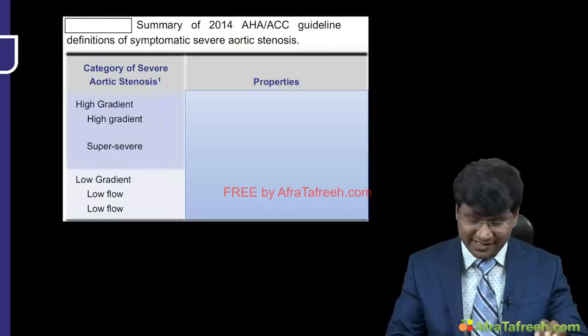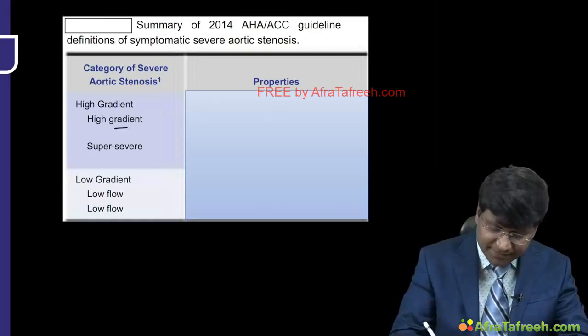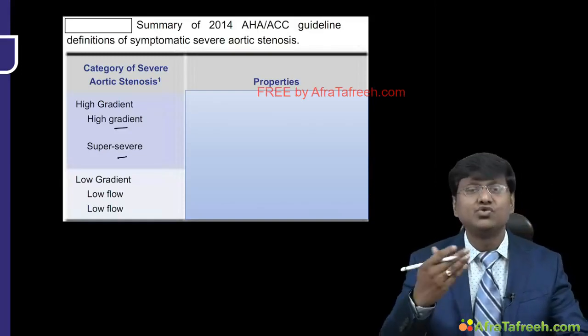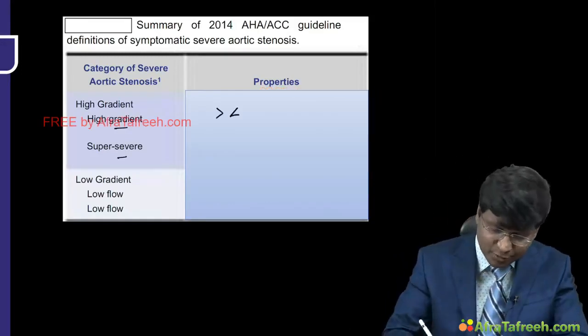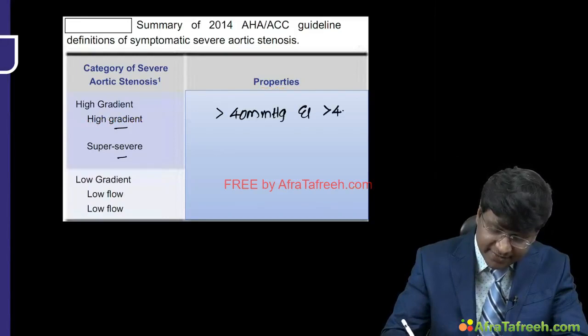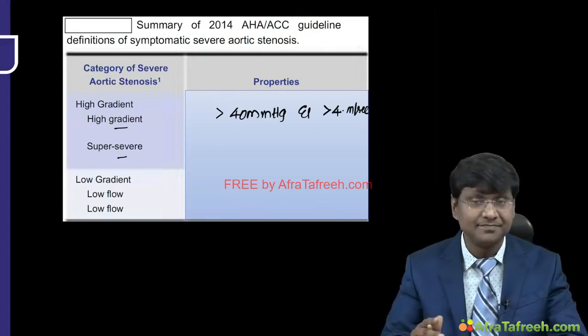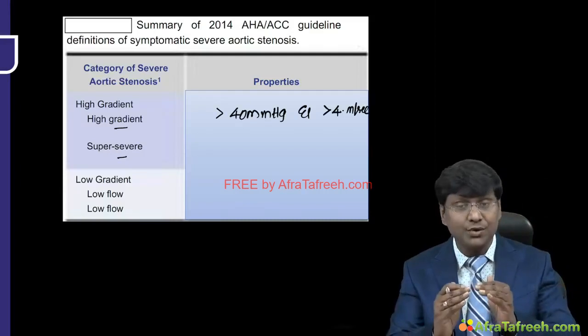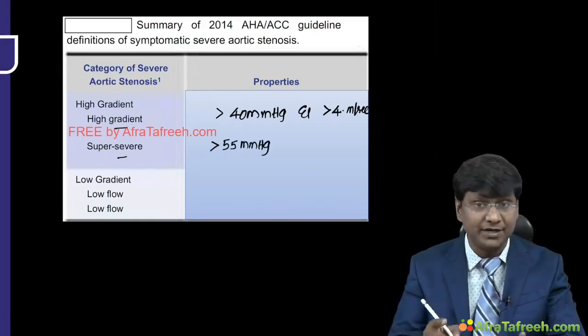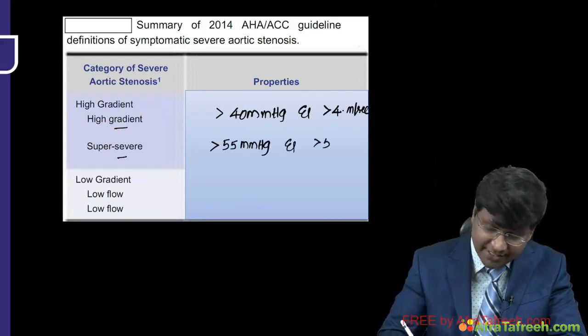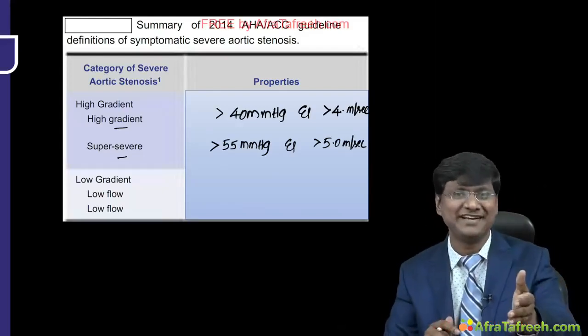One more important point is, when do we use the words high gradient as well as super severe gradient? We use the word high gradient, as already discussed, when the gradient is more than 40 millimeters of mercury and the aortic jet velocity is more than 4 meters per second. Whereas when do you call it super severe gradient? We use the word super severe gradient when the gradient is more than 55 millimeters of mercury and the aortic jet velocity is more than 5 meters per second. Okay, this we call super severe gradient, right?